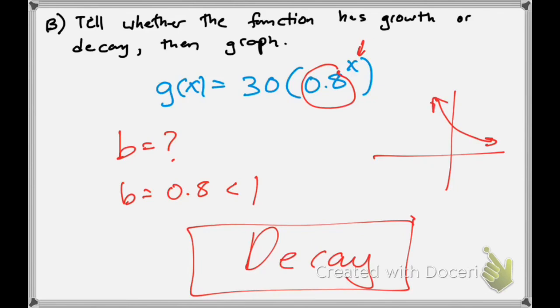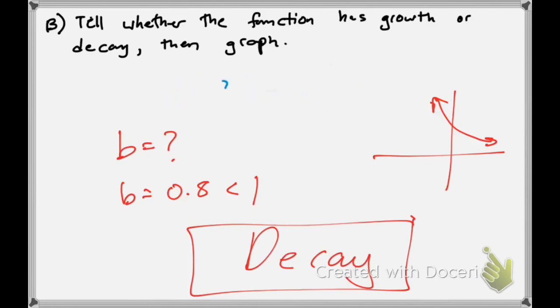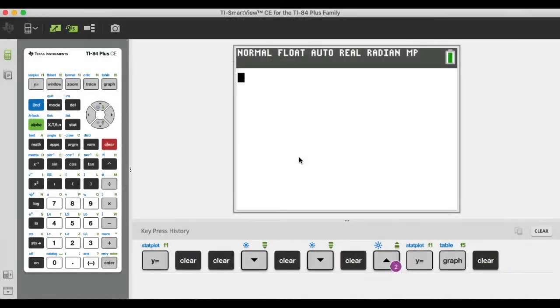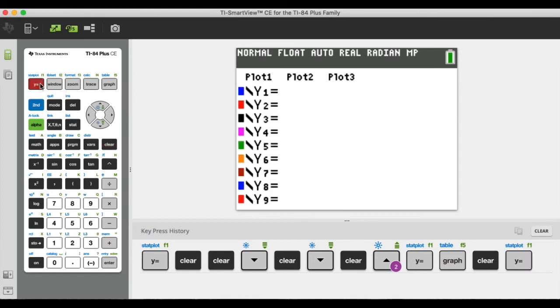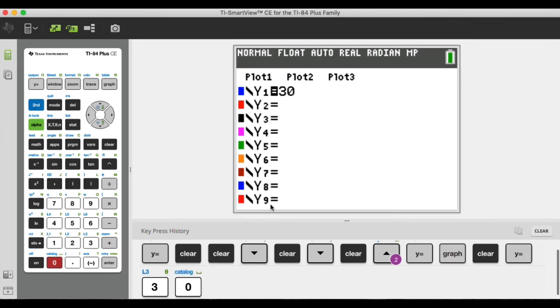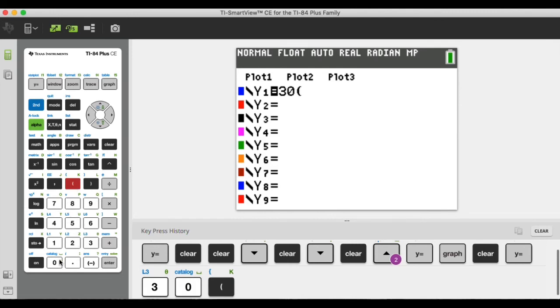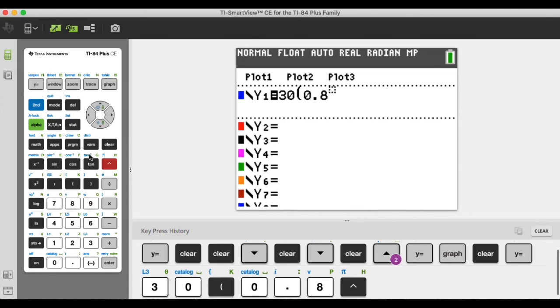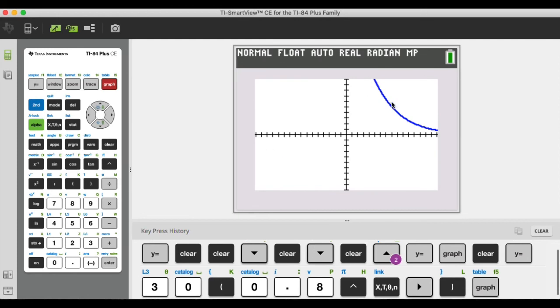So the graph should look something like this. But let's go ahead and use our graphing calculator to graph this. So g of x is equal to 30 times 0.8 raised to the x. Okay, so to graph the exponential function that we just looked at, we're going to go over to y equals. I'm going to enter the equation, so 30, parenthesis, and do 0.8 raised to the x, close parenthesis. Then I hit graph. And there's my exponential decay.